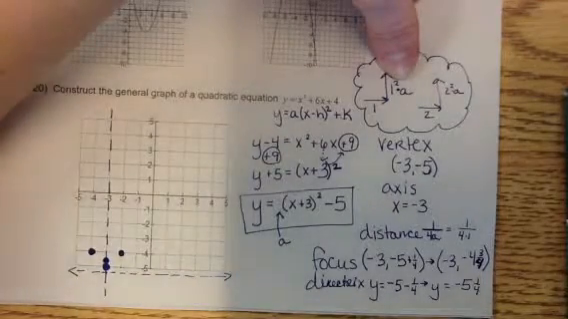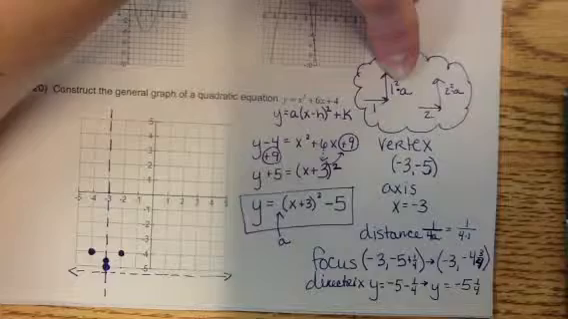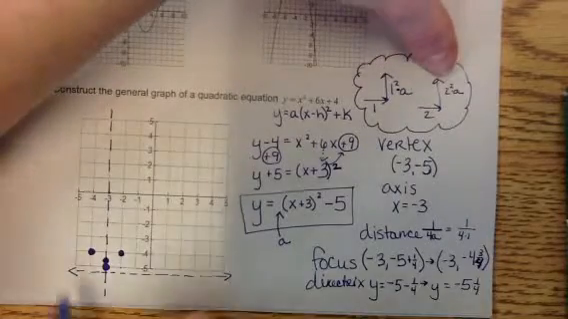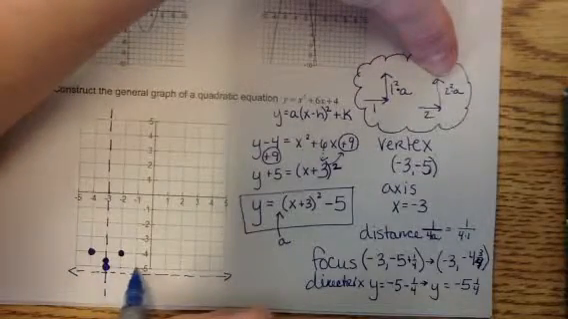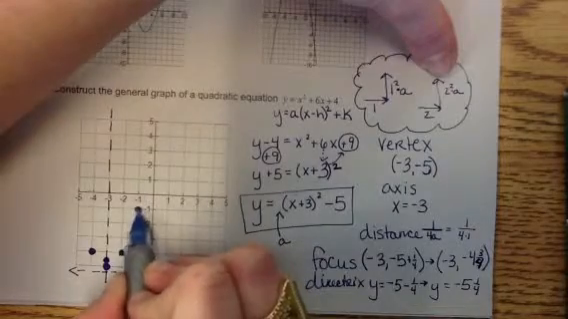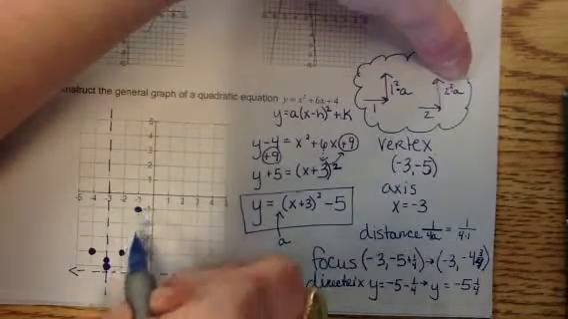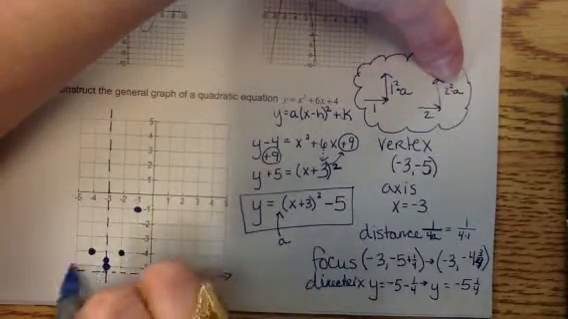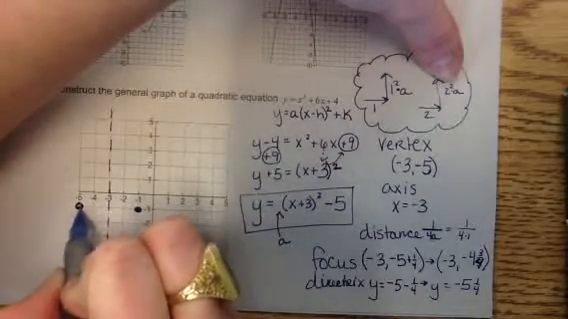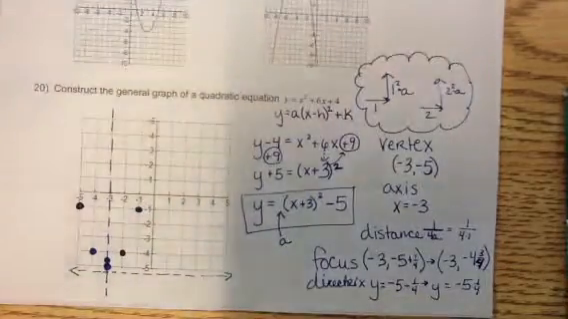So now I'm given 2 points. Then I'm going to go over 2, up 4, because 2 squared is 4 and 1 is a. So over 2, up 4. And because we know it's symmetrical, I can go both left and right.